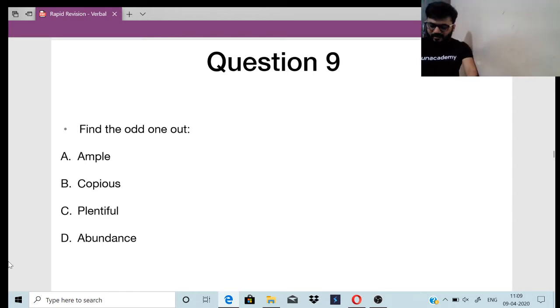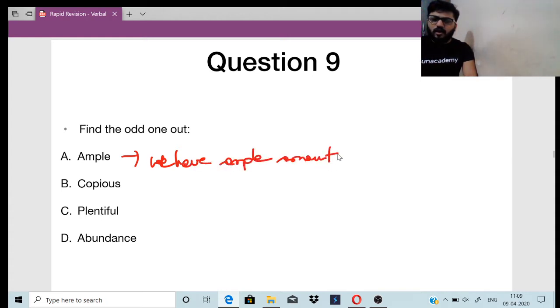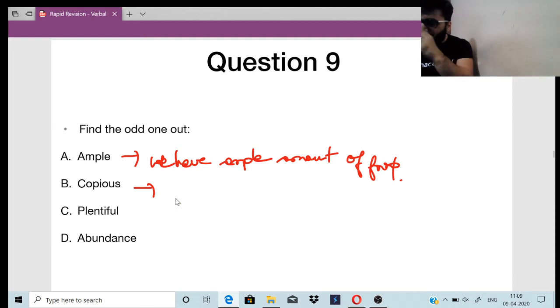Ample amount, right? Ample amount ka matlab kya hai? Tell me, what does ample amount mean? We have ample amount of food, right? Copious ka matlab kya hai?